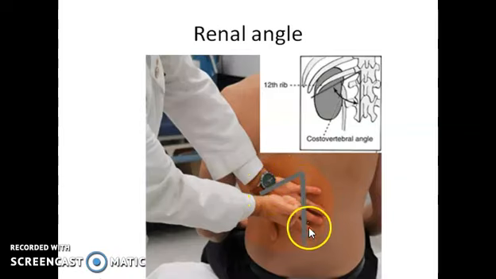This is the renal angle. In this diagram you can see this renal angle is formed by means of the lower border of the 12th rib and the lateral border of the erector spinae muscle. The importance of this is that whenever someone is having any problem with the kidneys, there is a tenderness at this renal angle. Renal colic pain usually shoots downwards and laterally from this region to the groin region.